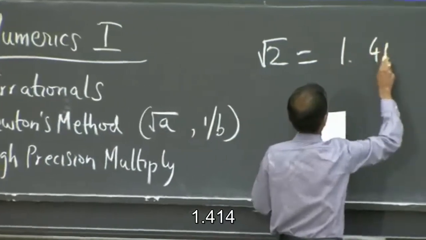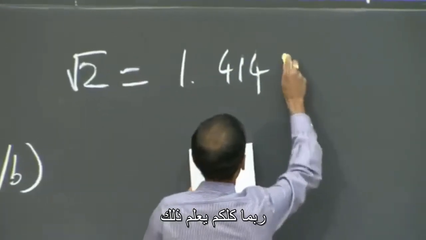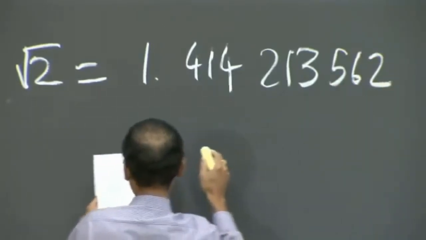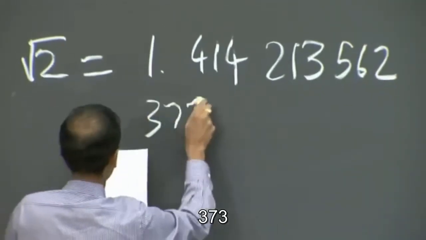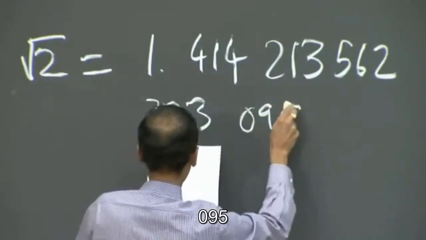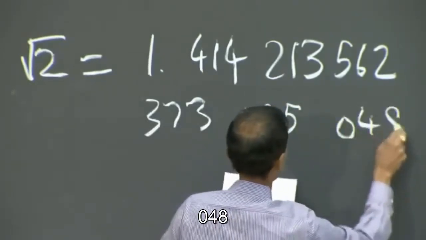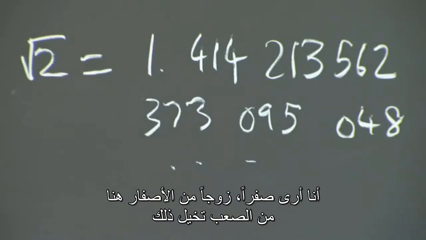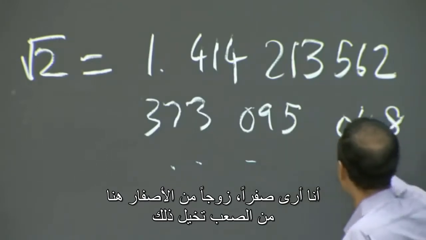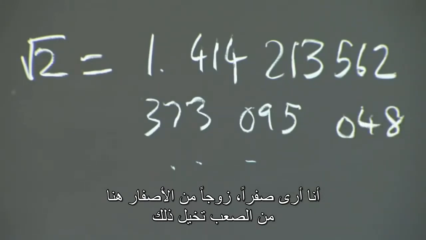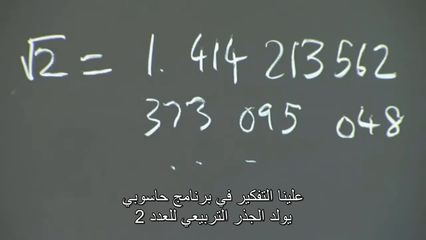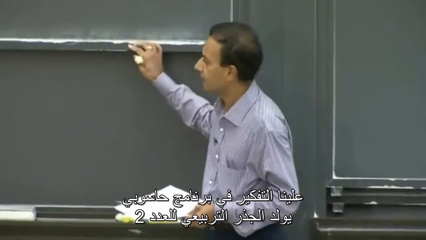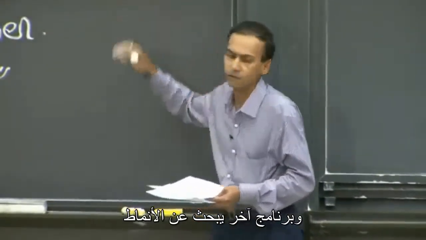So it's 1.414, and you probably all knew that. Then it's 213, 562, 373, 095, 048, etc. And I mean, I don't see a pattern there. I see a zero, a couple of zeros here. It's kind of hard to imagine. You'd probably want to think of a computer program that generates square root of 2, and then maybe a different computer program that's looking for patterns, right?